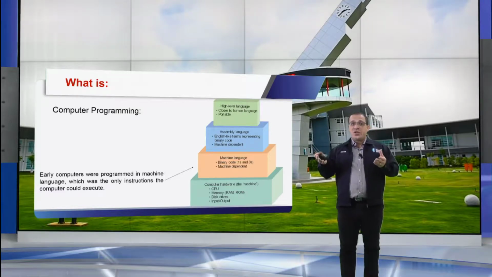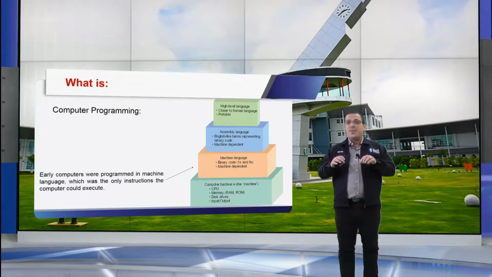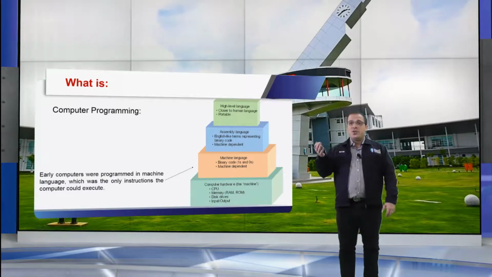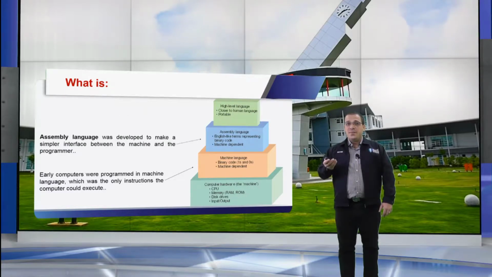In the early computers, there was no language to write the program, only kinds of instructions using zeros and ones and punched cards. After that, to make things easy, they invented what's called the assembly language. Assembly language was developed to make a simpler interface between the machine and the programmer. It's like English language, which is converted later to machine language using what's called the assembler.